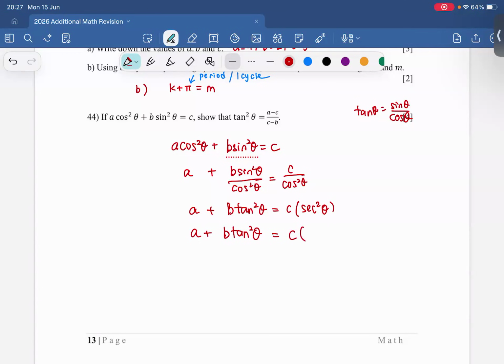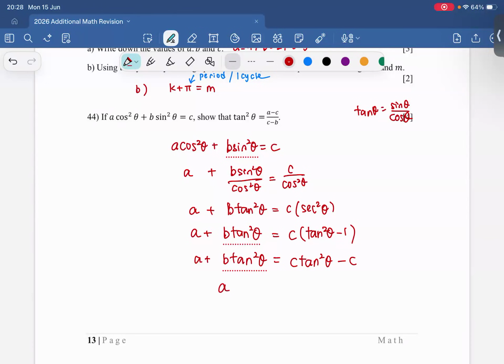And sec square theta is actually tan square theta plus 1. So this is how I do a question. I try to make tan square theta appear, so all the sine theta disappear, cosine theta disappear, and in the end I am left with everything in terms of tan theta. Then it will be easier for me. So now the only thing you need to do is to expand and make tan square theta the subject.